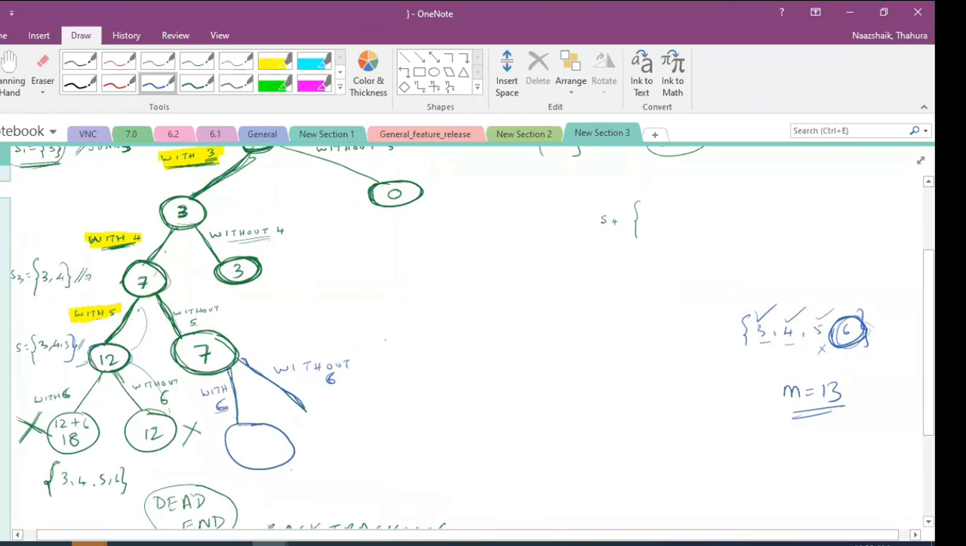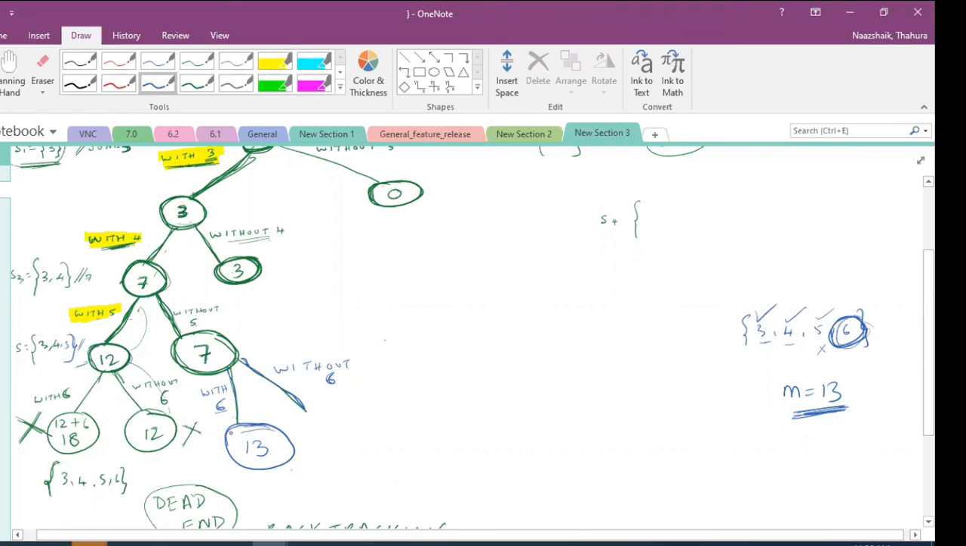Right. So if you pick 6, what will be your sum? Just add to your parent. 13. So is it matching what we need? Yes. Yeah, so this is the right solution.